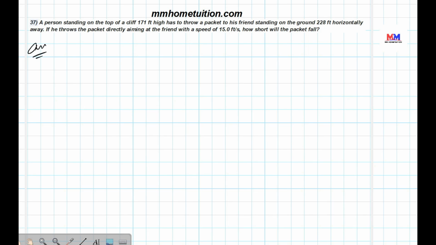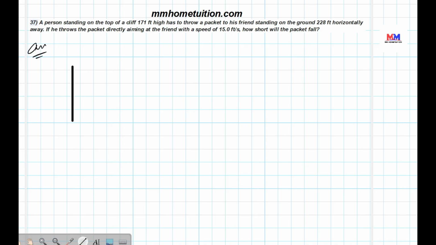Question is given कि person standing on the top of a cliff 171 feet high has to throw a packet to his friend standing on the ground 228 feet horizontally away. If he throws the packet directly aiming at the friend with a speed of 15 feet per second, how short will the packet fall? So let's calculate the value.